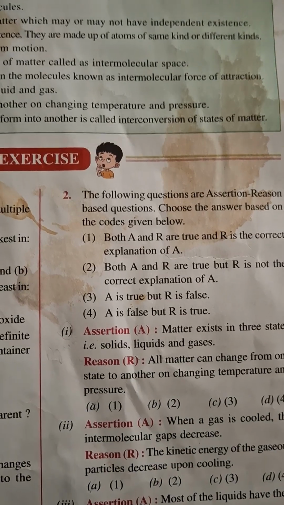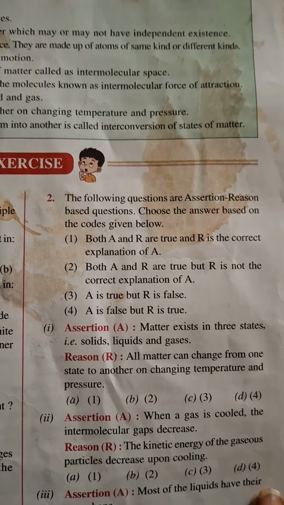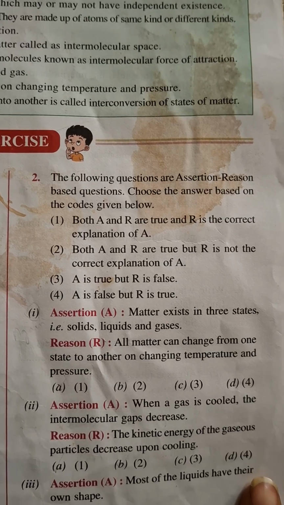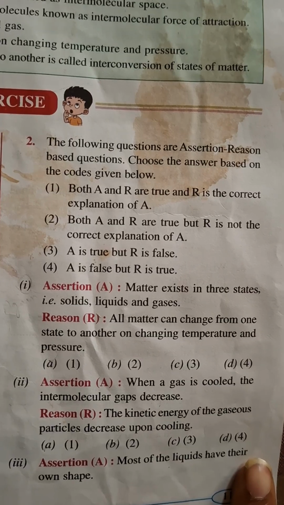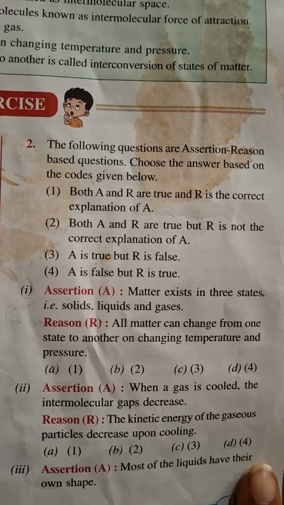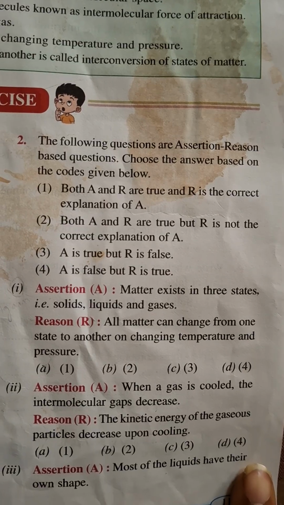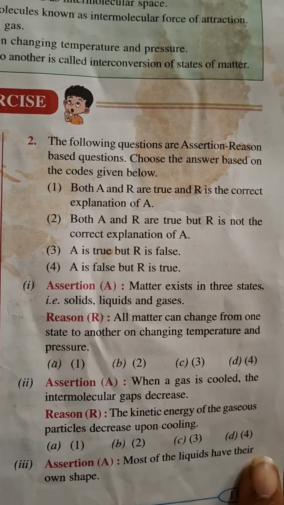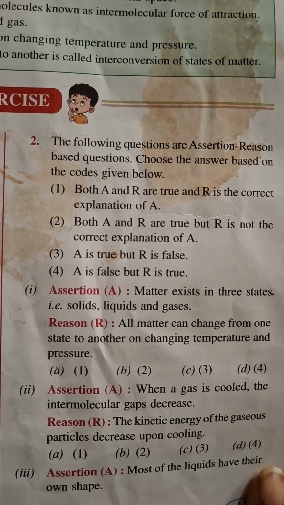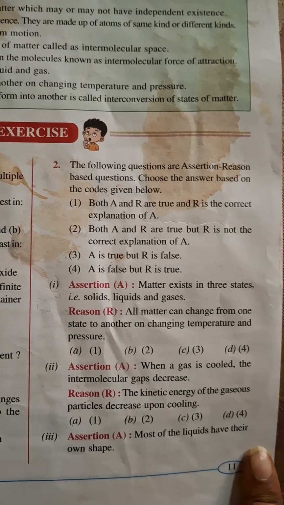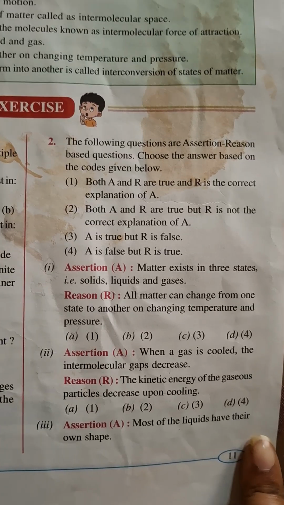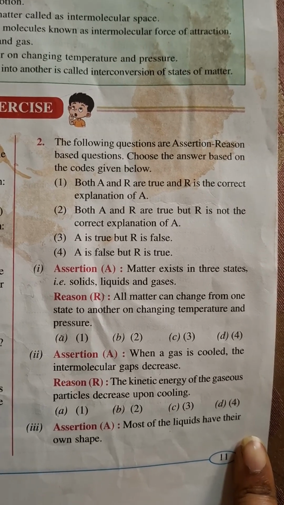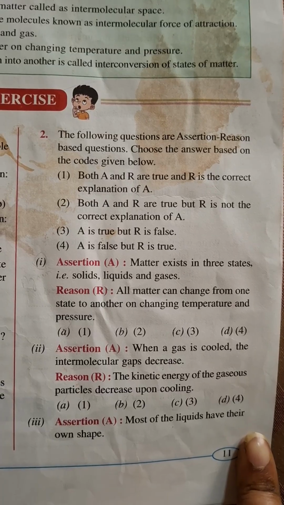Here, the following questions are assertion and reason based questions. You have to choose the answer based on the codes given below. Okay, so the first option is both A and R are true, and R is the correct explanation of A. Number 2 says both A and R are true, but R is not the correct explanation of A. Number 3, A is true, but R is false. Number 4, A is false, but R is true. So number 1 assertion says matter exists in 3 states, that is solids, liquids and gases. The reason is all matter can change from one state to another on changing temperature and pressure.